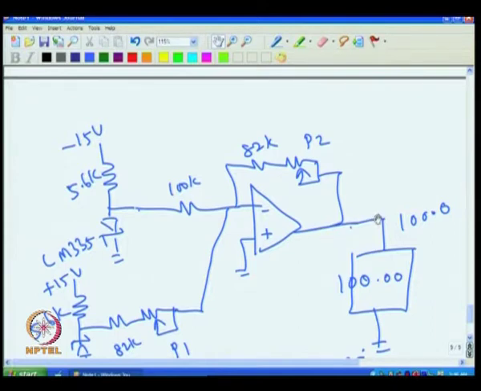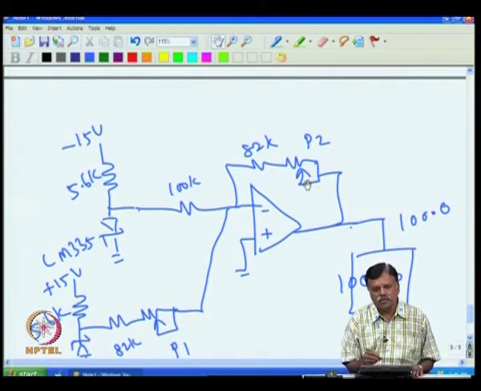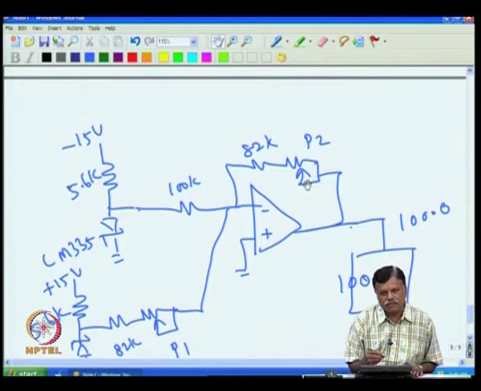So, it is very important to know how this value of resistance changes with temperature, how this changes, how this changes, and how this changes, and considering all that only, I can reliably use this circuit. So, one must know the error budgeting.